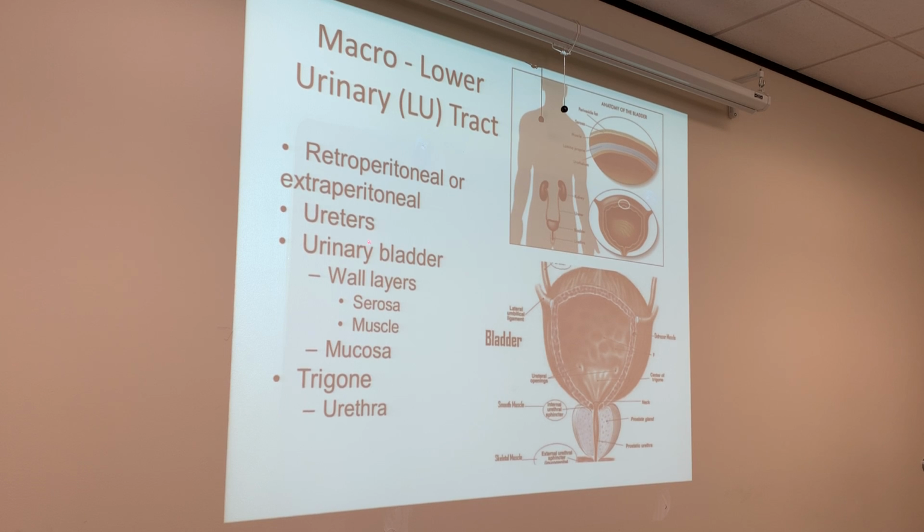Three layers of the bladder: the serosa, muscle, and the mucosa. The ureters go into the bladder, posterior, inferior bladder, an area called the trigone. Okay? The area called the trigone.